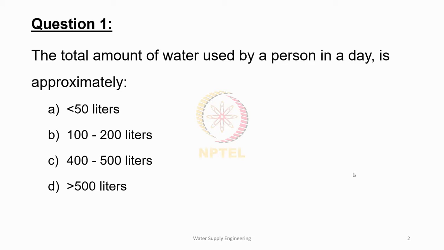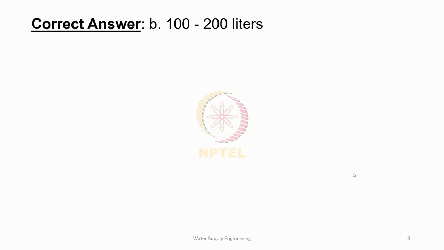So we'll continue. A few answers have been option B, 100 to 200 liters, and I have also got two answers as less than 50 liters. So the question is the total amount of water used by a person in a day. It's the total amount that is used by a person. So let's see what is the correct answer. Yes, the correct answer is option B, 100 to 200 liters.